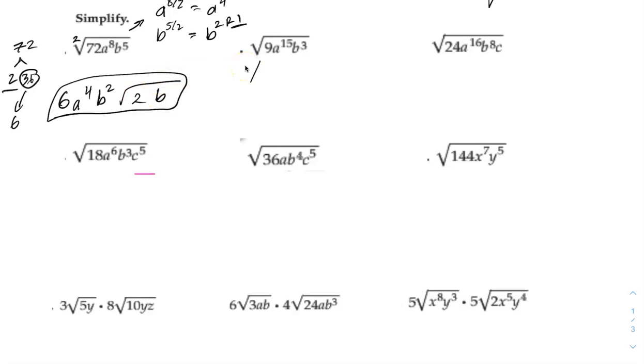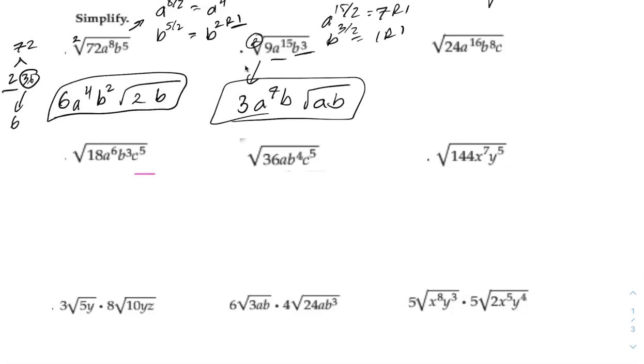So the next one, square root of 9. Hey, I actually know that. It's 3. Then let's look at the variables. 15 divided by 2, because remember there's no number here, so it's a 2. That is 7 remainder 1. So there's going to be 7 a's on the outside, but 1 on the inside. b cubed divided by 2 is 1 remainder 1. So there's 1 b on the outside and 1 on the inside.